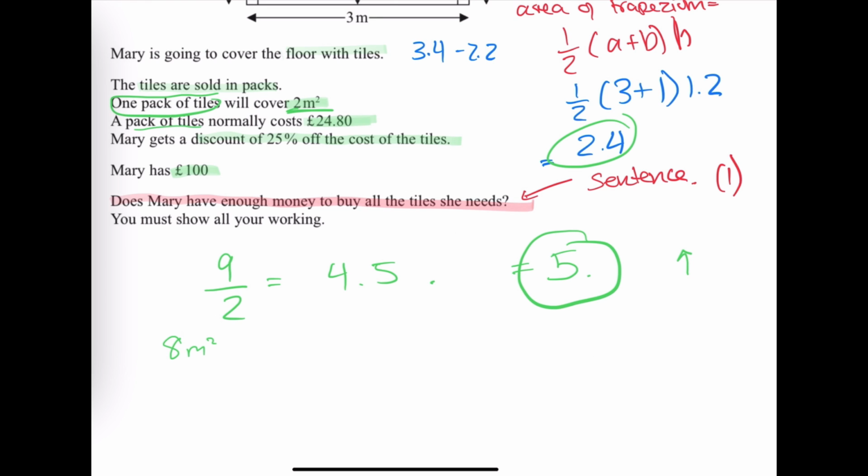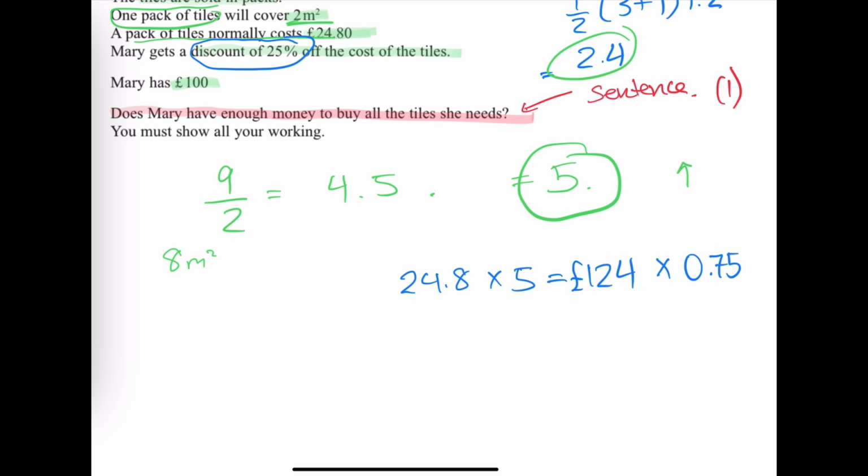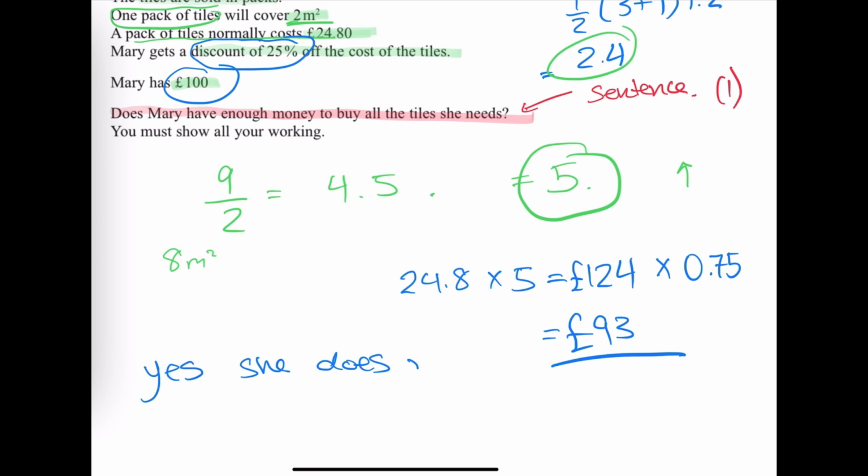So 1 pack of tiles normally costs 4.8. So what we do now is 4.8 times by 5, which is 24 overall. Now she does get a discount of 25%, so we do times 0.75 because she'll only need to pay 75%, and then that is 93. So she'll have to be paying 93. She only has 100. This means yes, she does have enough money, as it's only going to cost her 93 pounds.